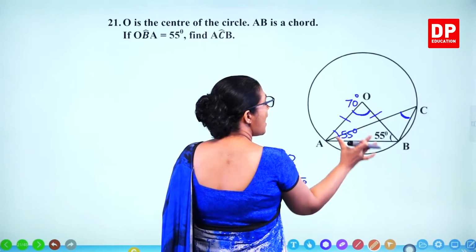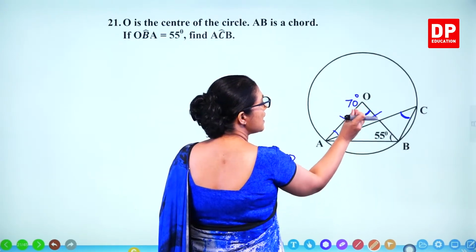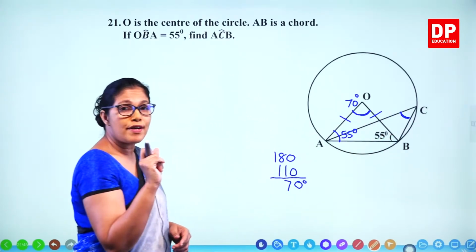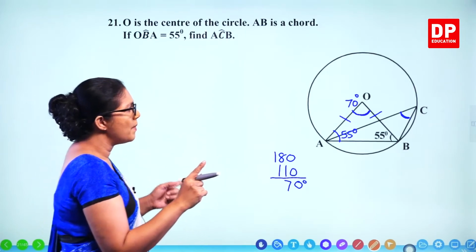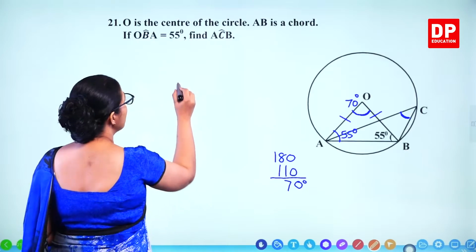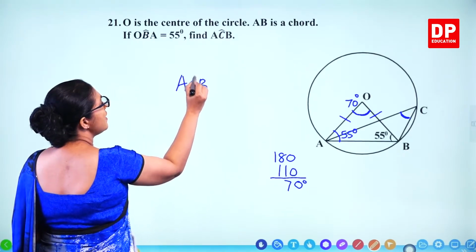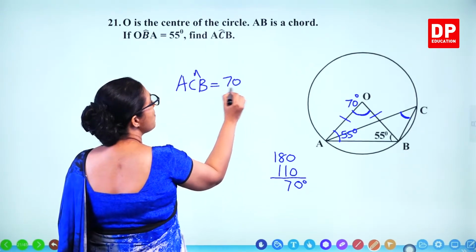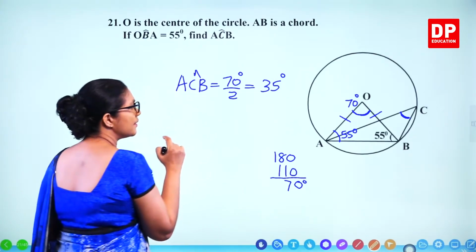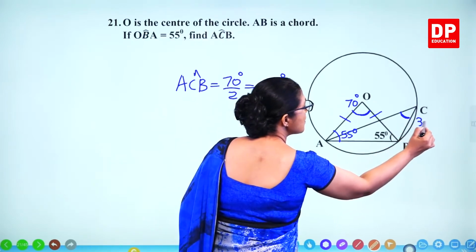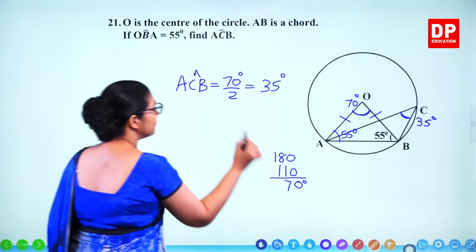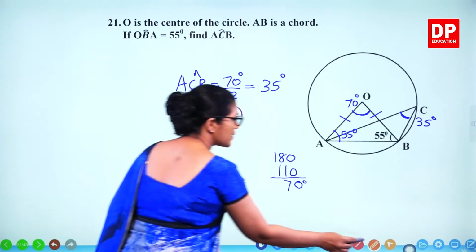What is this? Angle subtended at the center. What about this? Angle subtended on the circumference. So what is the relationship? This should be half of that. So ACB, what's the angle? 70 divided by 2, 35 degrees. So this becomes 35, half of 70. You get 2 marks.